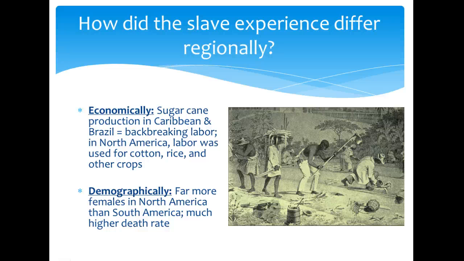So in South America, they mostly produced sugarcane, and by South America, I mean the Caribbean and Brazil. And this was terribly backbreaking labor. It was very, very difficult. In North America, however, labor was used for cotton, rice, and other crops. Still not easy work by any means, but you can see the picture there has slaves doing the backbreaking labor of breaking down sugar cane and harvesting that, rather than our typical image of picking cotton in a cotton field.